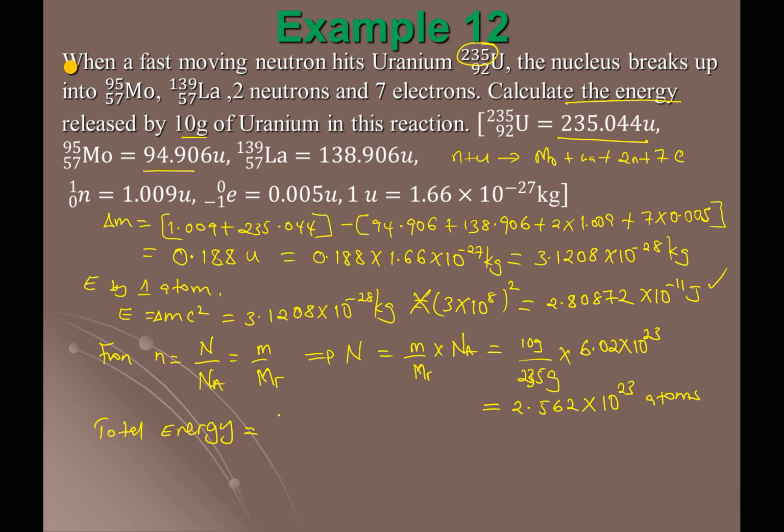So the total energy that would be released by 10 grams is going to be the number of atoms times the energy released by one atom. So this would be 2.562 times 10 to the power of 23 times the energy, which is 2.80872 times 10 to the power of minus 11. So I'm just going to press my calculator.